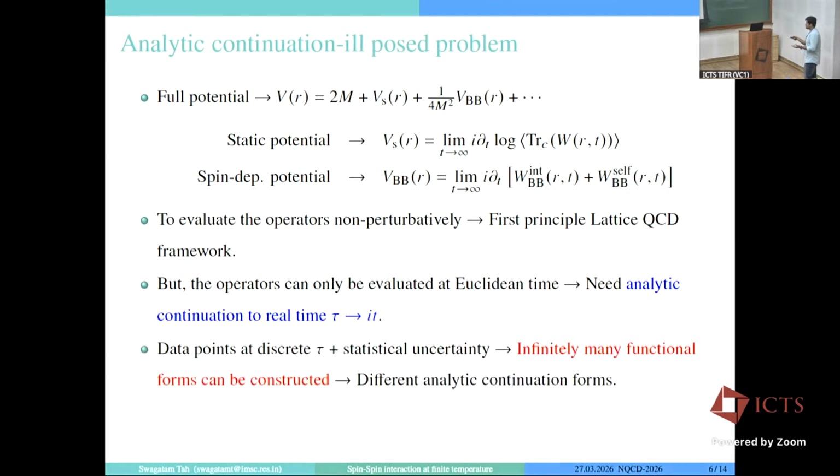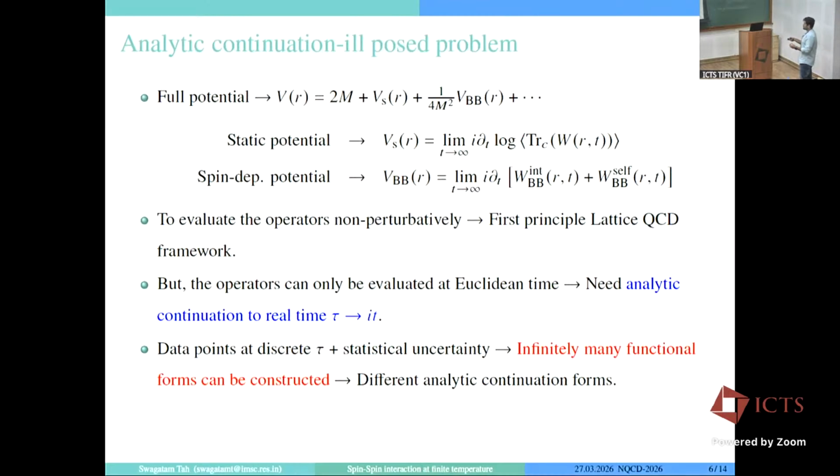But as clearly mentioned in Dibyendu's talk, because we have discretized the Euclidean spacetime, we have data points at discrete values of tau. Moreover, when we do lattice calculations, we need to generate different samples and evaluate the expectation value.